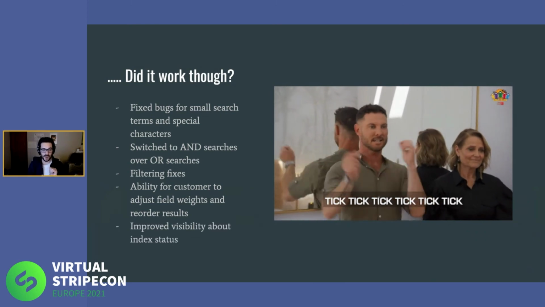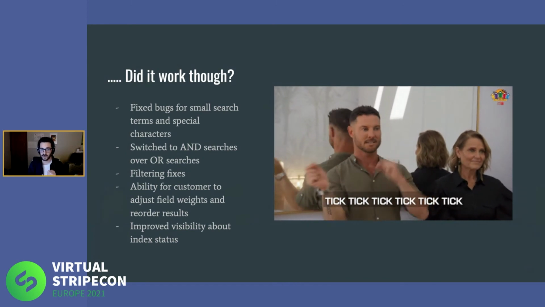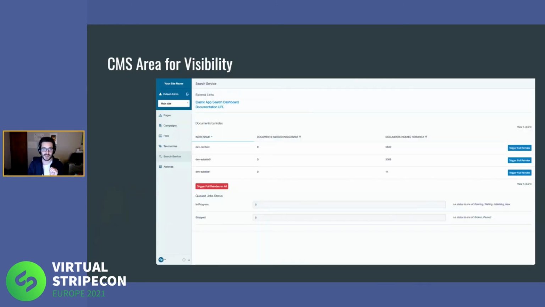And most importantly, for them, they have improved visibility about the status of their indexes. So I ended up adding a CMS admin section. It's pretty basic, and design is not my strong point, but I think I did okay. I can hear some of you cringing, but this is what it looks like now. You have a link straight off to the dashboard from within the CMS. You have a link off to the Elastic documentation from the CMS.